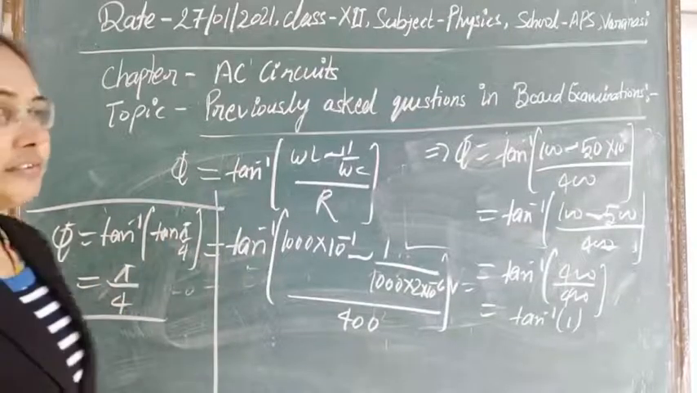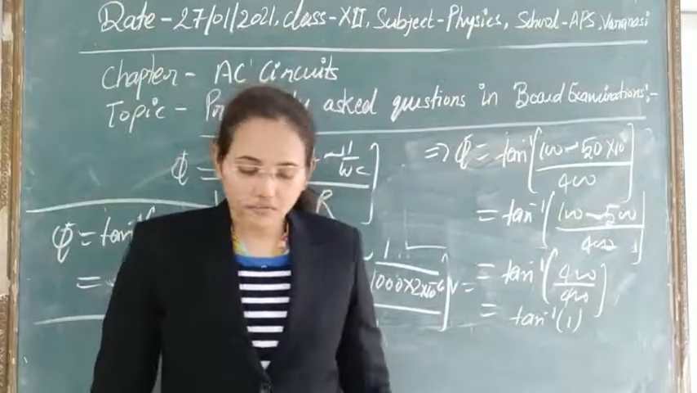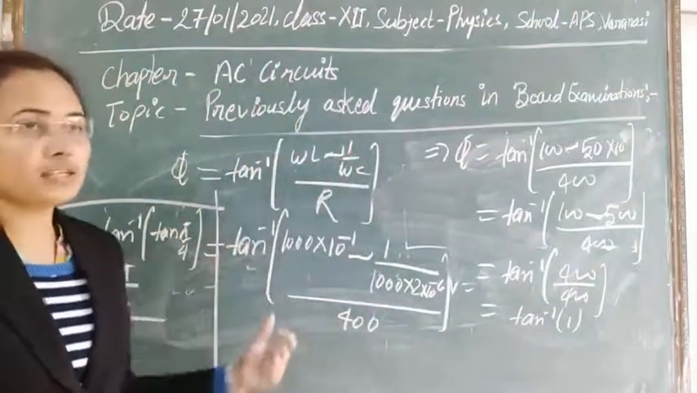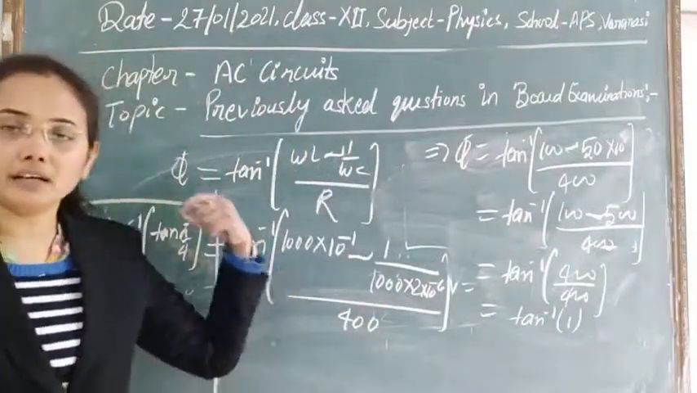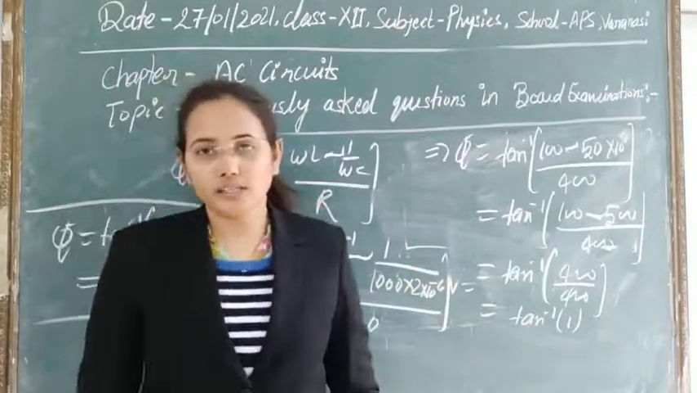So here the phase difference between current and voltage for the given LCR circuit is equal to pi by 4. And you can easily see, by the factor tan phi and the impedance, whether the current is leading or the voltage is leading here.